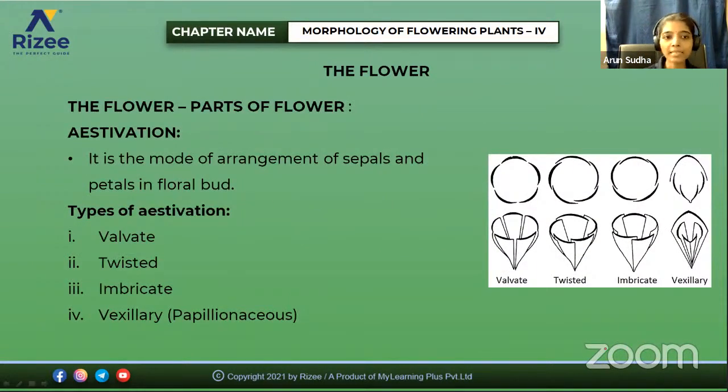So the next is the estivation. What do you mean by estivation? It is the mode of arrangement of sepals and petals in flower buds. How the petals and sepals are arranged with respect to each other. So the types of estivation are valvate estivation, twisted estivation, imbricate estivation, and vexillary or papilionaceous estivation. So these are the different types of estivation. We'll see in detail what the difference is between all these types.